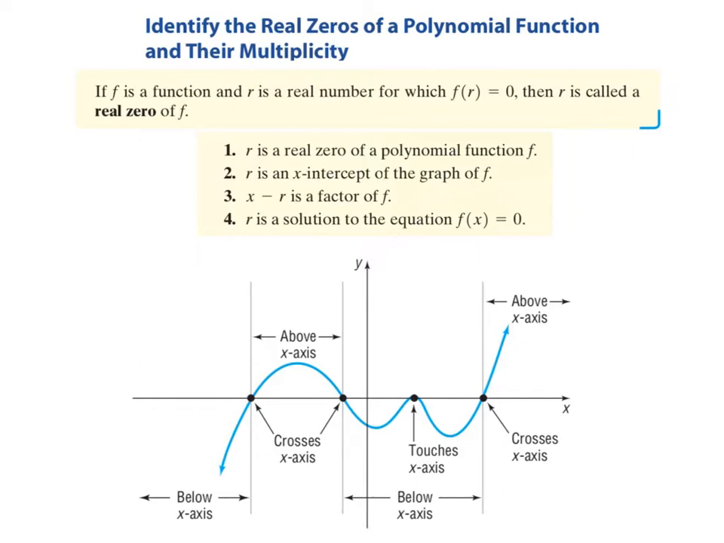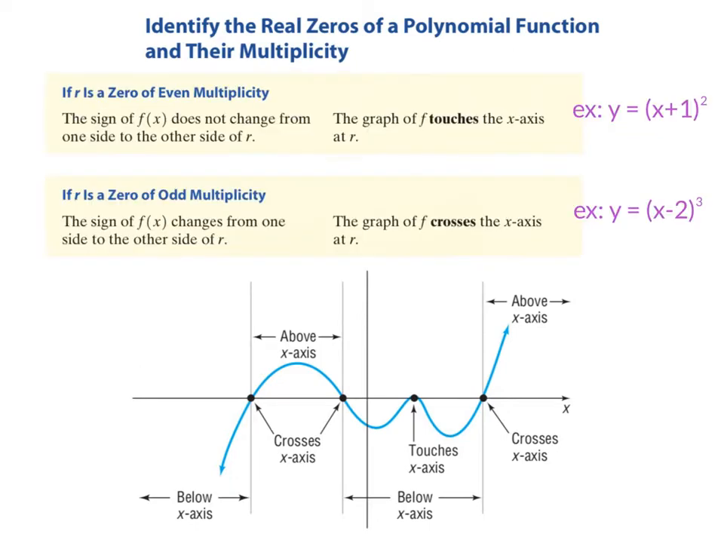And so how we find the real zeros is we set our y, or f of x, equal to 0, much like how you did with linear and other types of functions. So how do we know if a real zero of a polynomial function crosses or bounces along the x-axis? Well, there's a pretty easy way to figure that out.